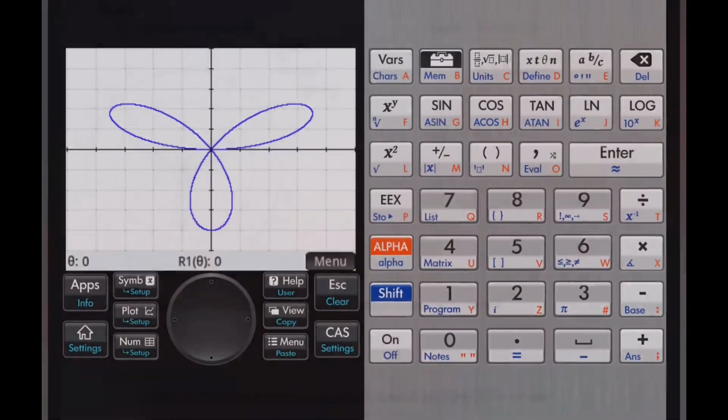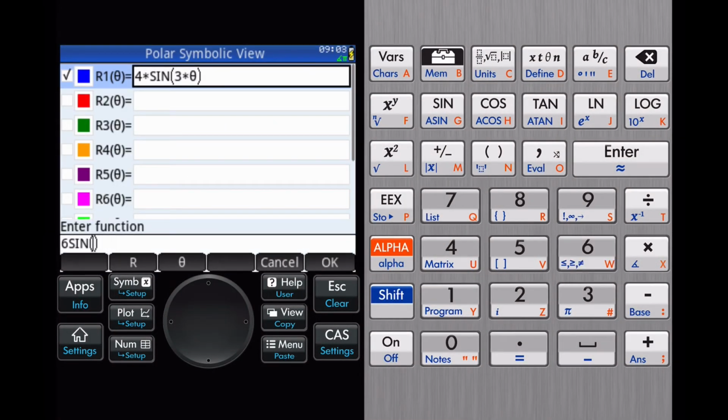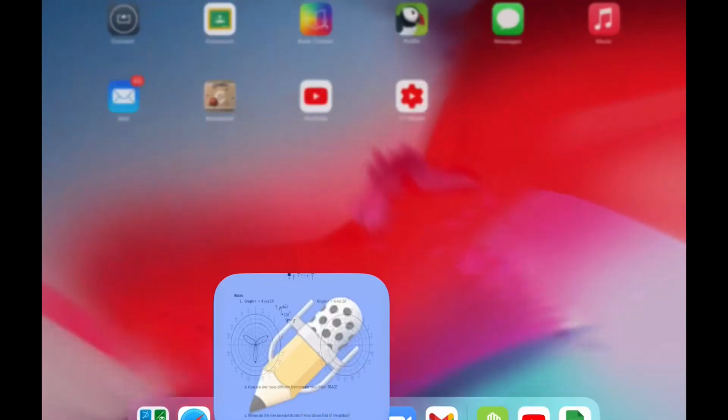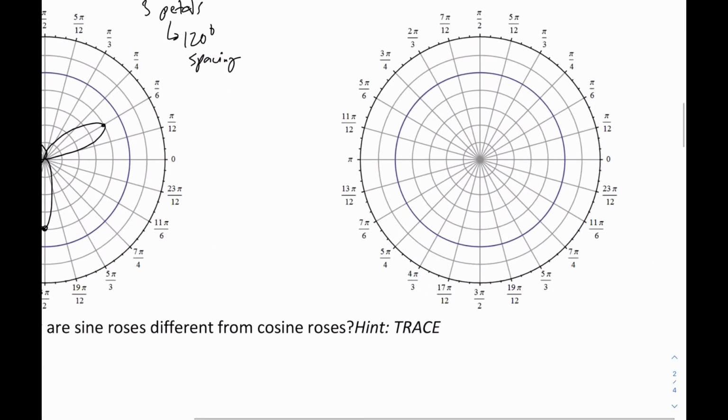Now the last one is 6 sine 2 theta. And this one does not hit any axis point, but we can see they're all in the middle nicely. So let's draw that in. Pi over 4, 3 pi over 4, 5 pi over 4, 7 pi over 4. Yeah, this drawing's not too good.